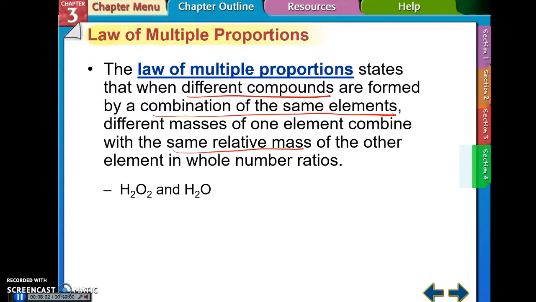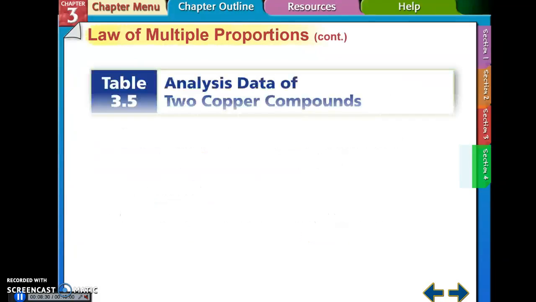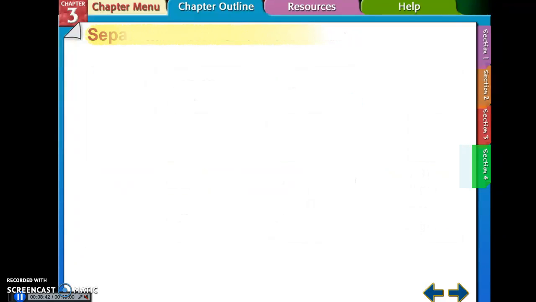So when I have hydrogen peroxide, which is H2O2, and I have water, if you drink hydrogen peroxide, you're dead. If you drink water, you're alive. They're going to combine in the same relative mass to each other. And then you've got copper 1 chloride and copper 2 chloride. Copper 1 chloride's formula looks like this, and copper 2 chloride's looks like this. So they're generally the same relative mass to each other. So if you look at this, the percentages are not going to be that far off of each other. So that's the law of multiple proportions.